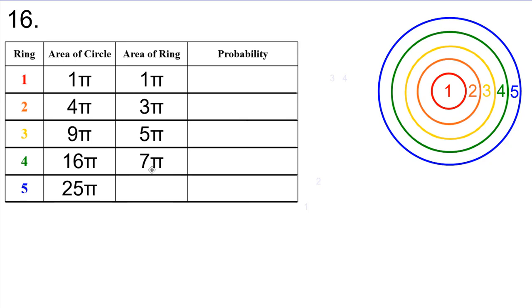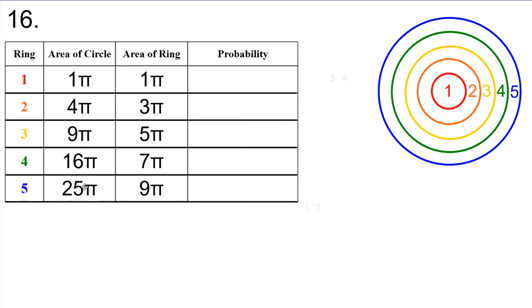All right, so the next one, of course, would have to be 9 pi. And it is 25 minus 16, which is 9 pi. All right, so now that we have the areas of the rings, what's the area of the whole thing? Well, the 5 ring has a radius of 5. 5 squared would be 25 pi. So the total area of the circle of the dartboard is 25 pi.